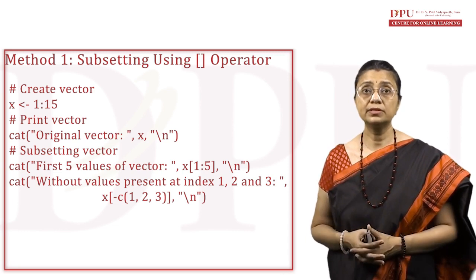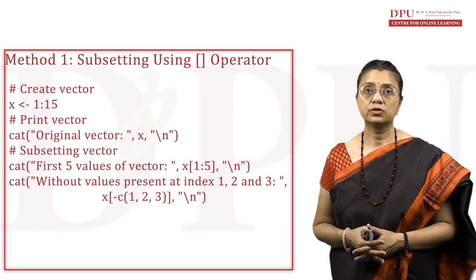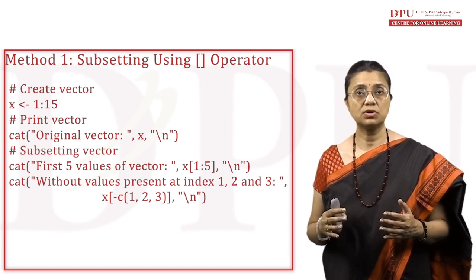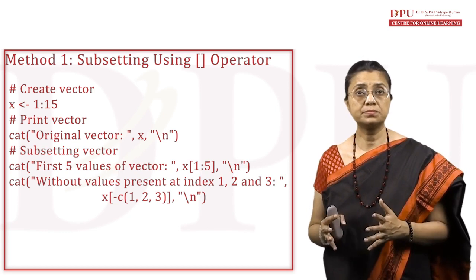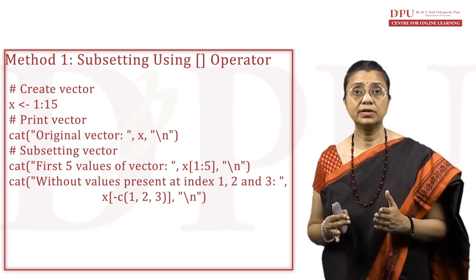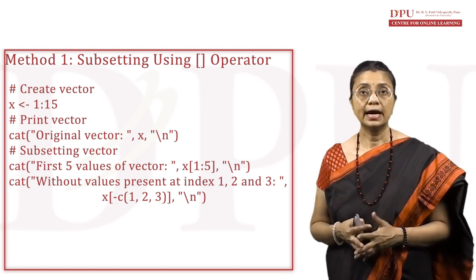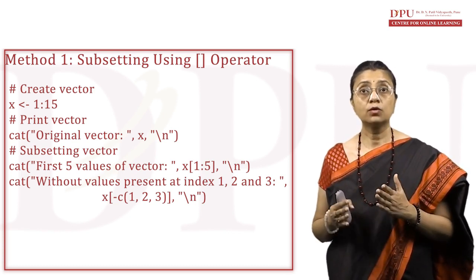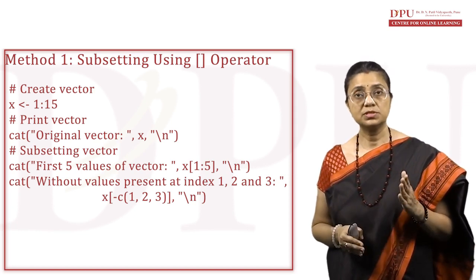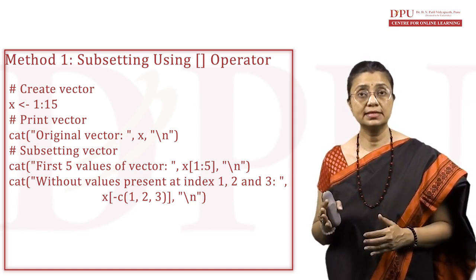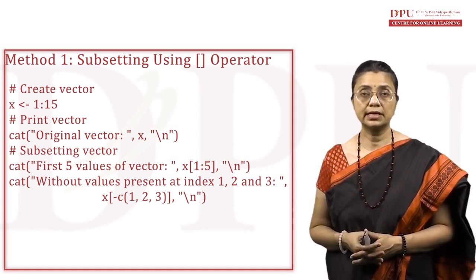I have to print the original vector x. So how will I print? I write cat original vector x, which means it will print x as it is on the screen. Then, for subsetting the vector, I will print the first 5 values of the vector. So how will I print? I will print x[1:5], which means the first value, and then the second, third, fourth and fifth value. So 5 values are printed on the screen.